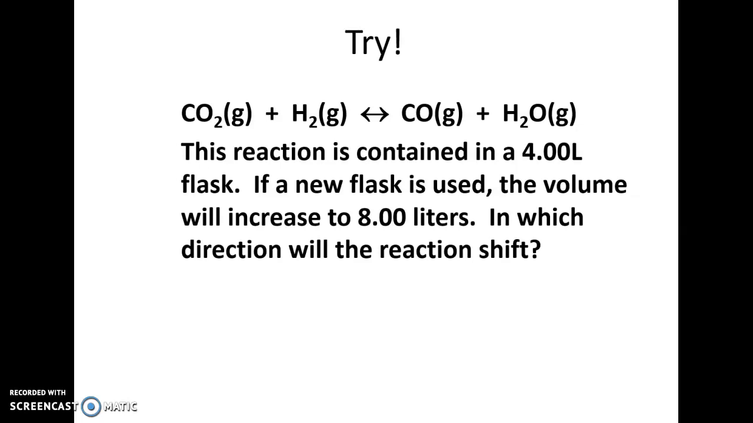Okay, so here's another example. We have carbon dioxide and hydrogen making carbon monoxide and water. And it says this reaction is contained in a 4-liter flask. If a new flask is used, the volume is increasing to 8 liters. They want to know in which direction will the reaction shift. So go ahead and make your prediction.